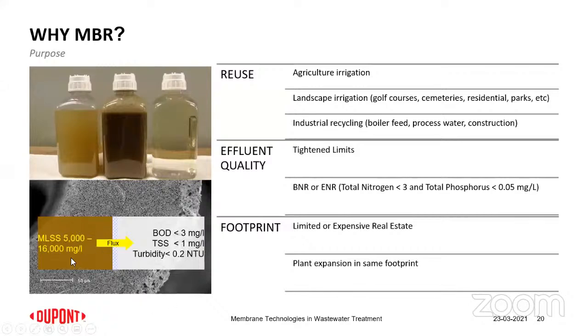You're trying to convert MLSS of 5 to 10, 5 to 15 grams per liter to a TSS of almost less than 1, which is phenomenal. And you ensure that the turbidity is less than 0.2, which perfectly fits the disposal standards, with a BOD of less than 3 ppm.